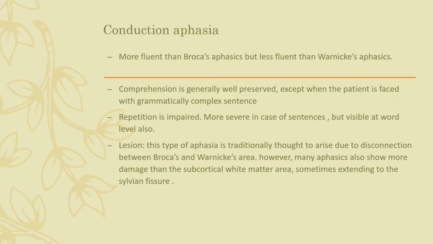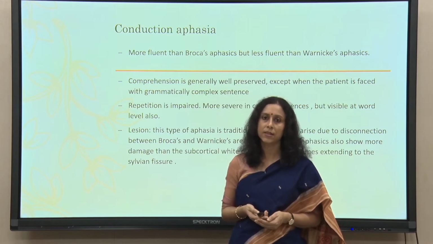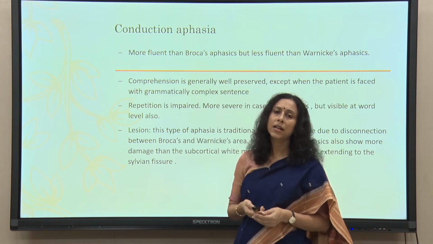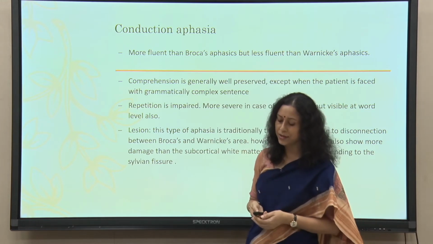Repetition is also impaired in these patients. In the most severe cases, it is found in the case of sentences, but visible at word level also. So, complex sentences are difficult to repeat, but at word level they have less trouble. However, it can be seen at word level as well.